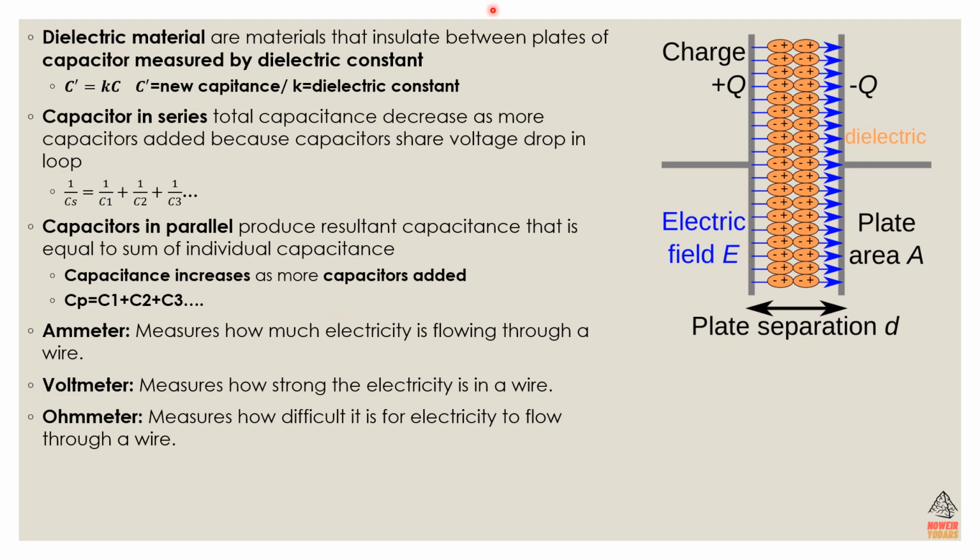The voltmeter measures how strong the electricity is in the wire, and it has really high resistance, and it draws very little current from the circuit. And then the ohmmeter basically has a battery and determines the resistance of the component or the circuit.